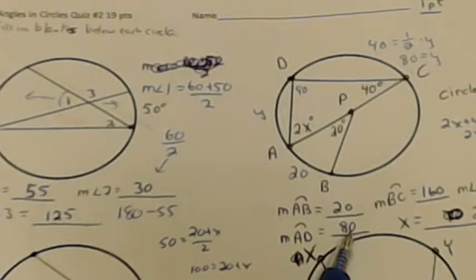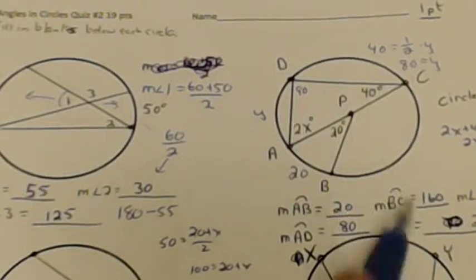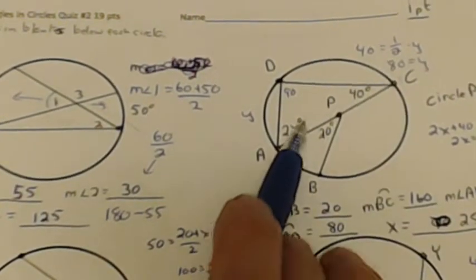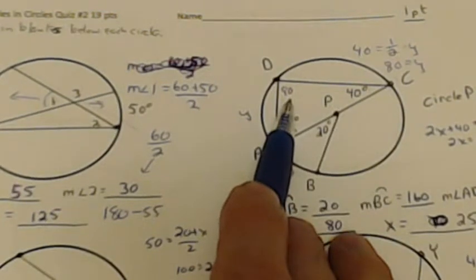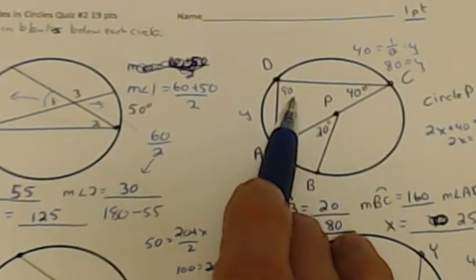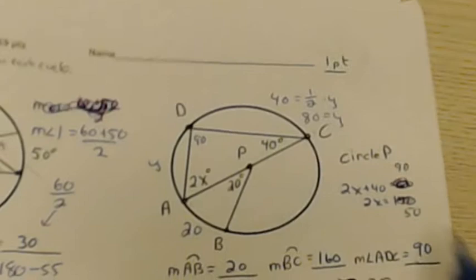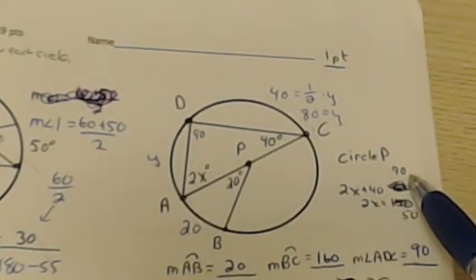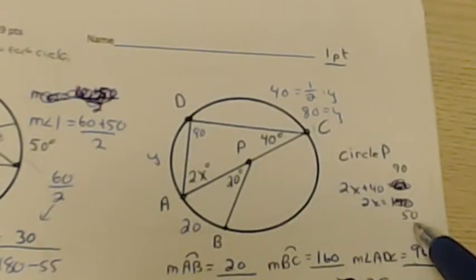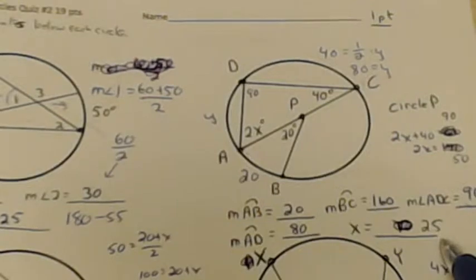It's 80. To find the value of x, well, let's notice that in this triangle DAC, we have a 90-degree angle. That means these two have to add up to the remaining 90 degrees. So over here I've got my solution. It says 2x plus 40 equals 90. Subtract 40, 2x is 50. Now divide by 2 and you'll get your answer. X is 25.